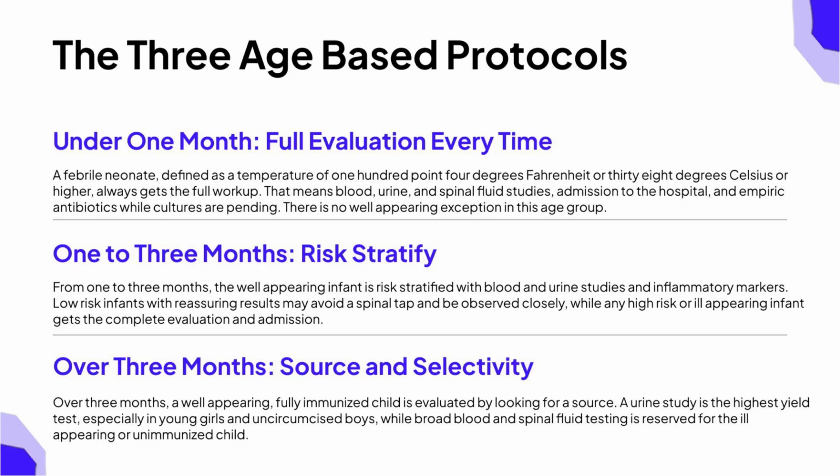From 1 to 3 months, the well-appearing infant is risk stratified using blood and urine studies along with inflammatory markers. Low-risk infants with reassuring numbers may be spared the spinal tap and watched closely, while any high-risk or ill-appearing infant gets the complete workup and admission. Over 3 months, a well-appearing and fully immunized child is worked up by hunting for a source, and the urine study is your highest yield test, especially in young girls and uncircumcised boys. Broad testing is reserved for the child who looks ill or is not immunized.